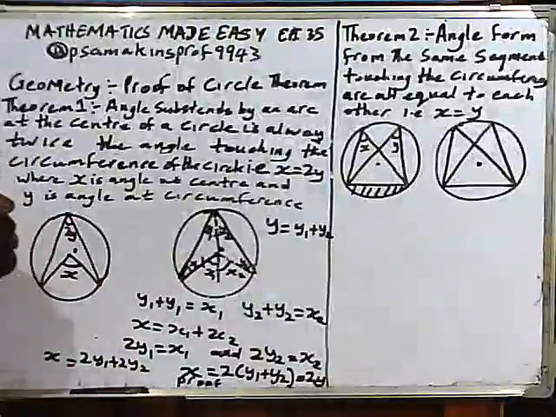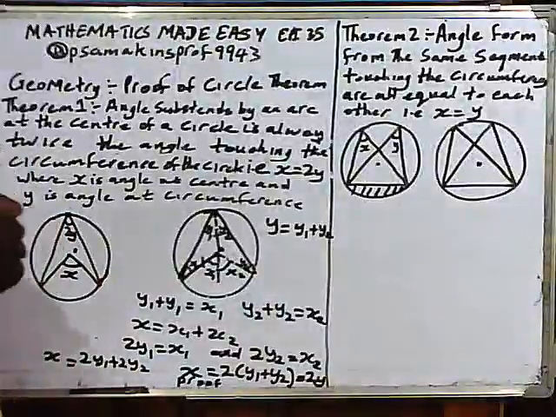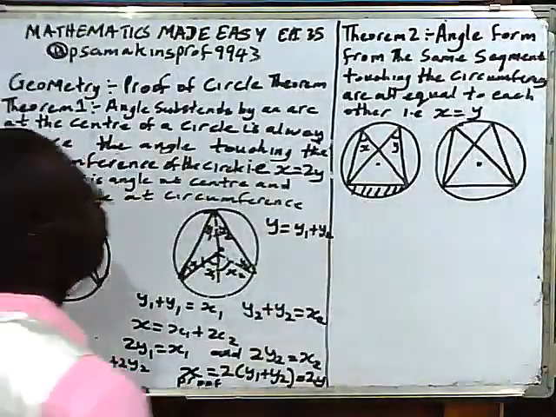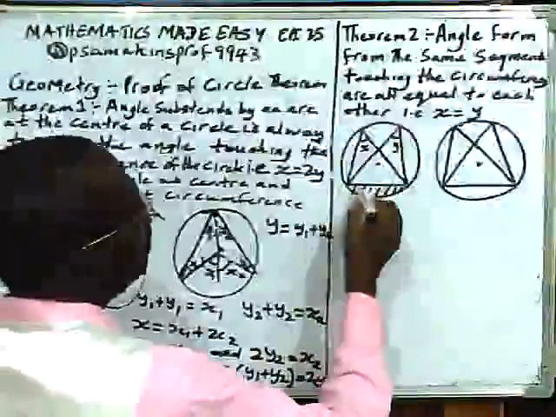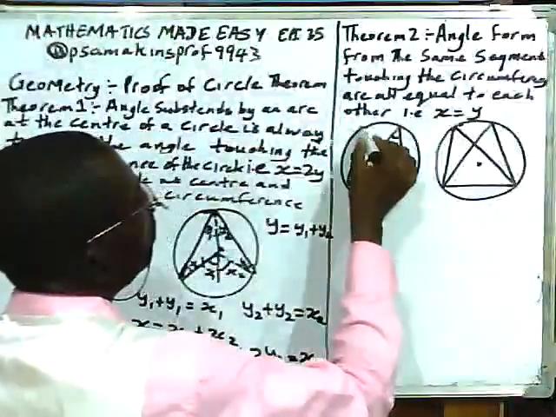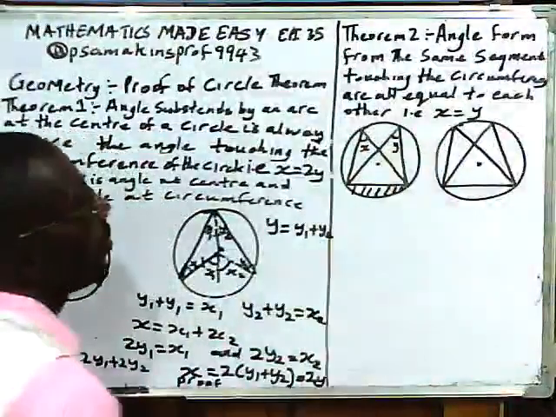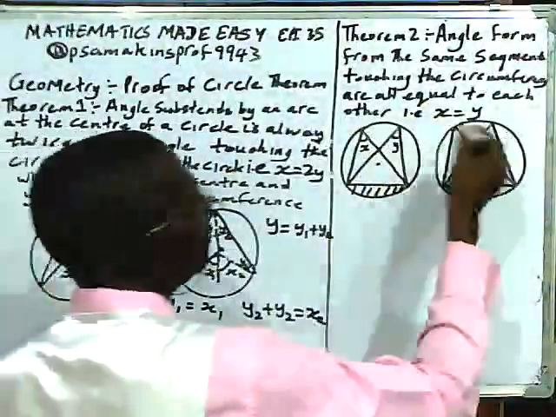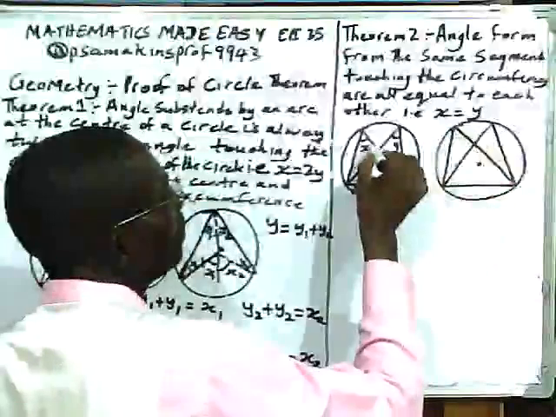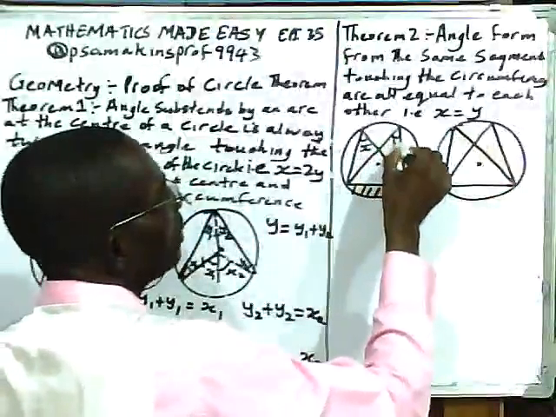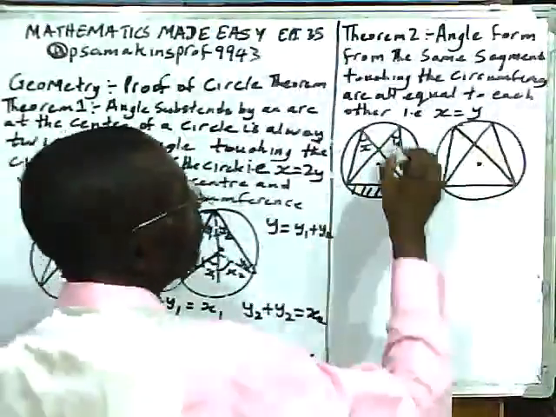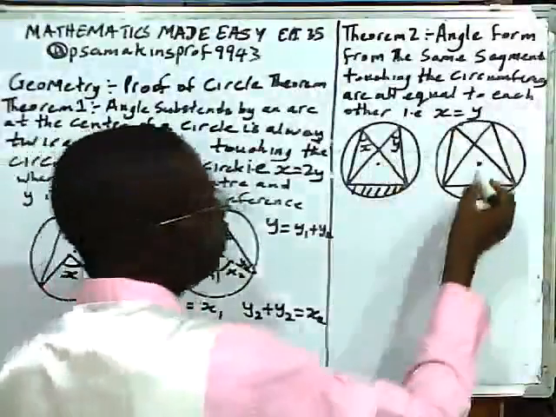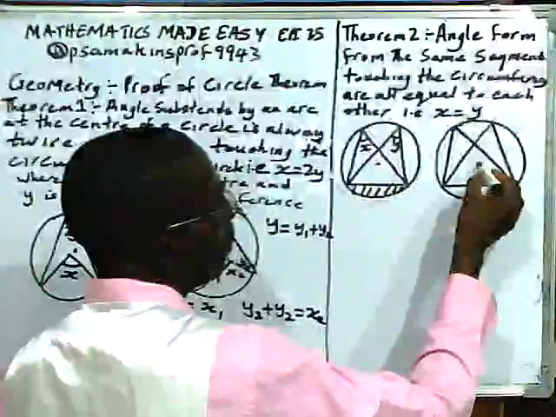Let us now go into theorem 2. We say theorem 2: angles formed from the same segment touching the circumference of a circle are always equal to each other. What are we saying? We are saying that if this angle is x and this angle is y, we say x is equal to y. So if x is equal to y, let's prove whether x will be y.